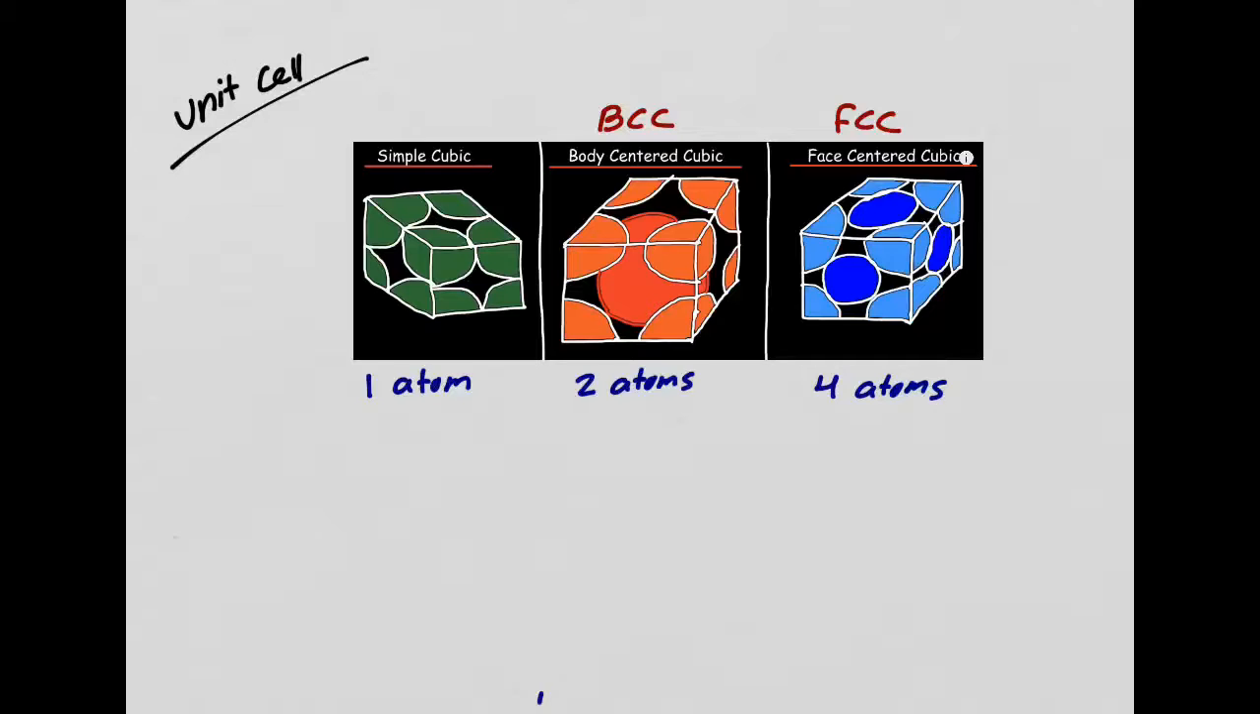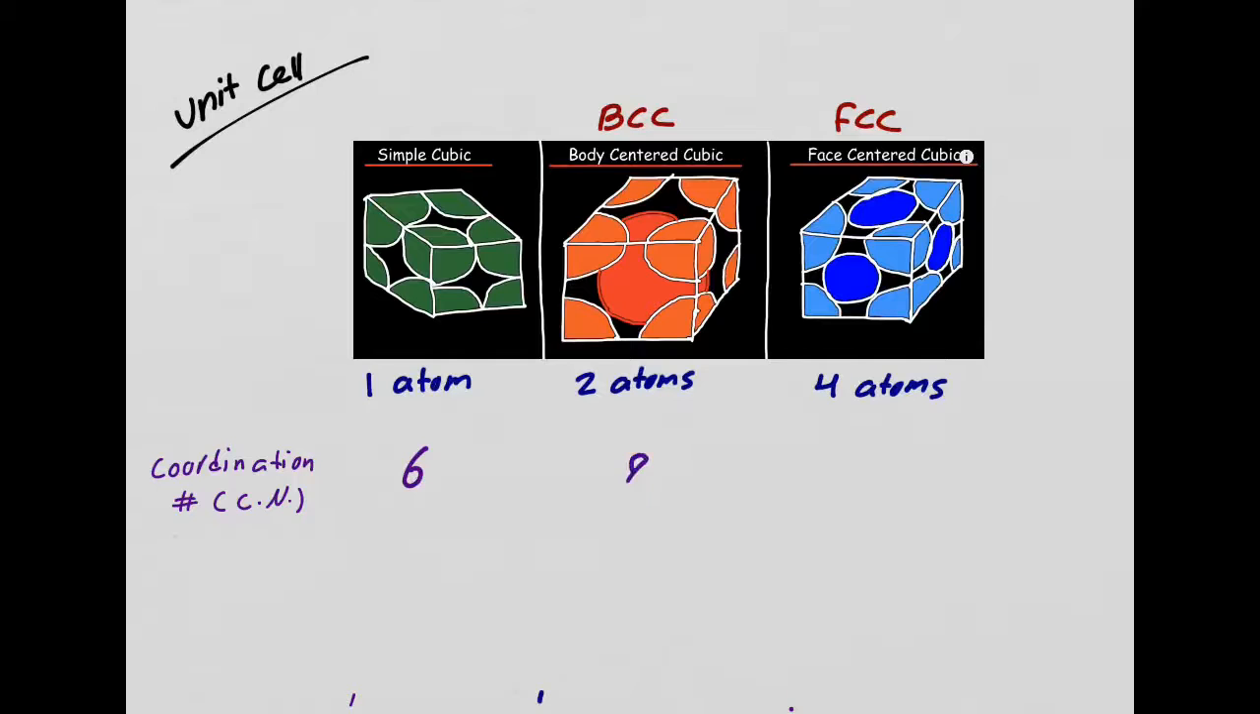Now, the other piece of information that we have to care about is coordination number. What's the coordination number? I usually write it as CN. Coordination number is basically the number of atoms attached to a single atom. Coordination number for simple cubic is 6, meaning an atom is attached to 6 other atoms. For BCC it is 8, so a single atom is attached to 8 other atoms. And for FCC it is 12, again meaning a single atom is attached to 12 other atoms. So far, so good.